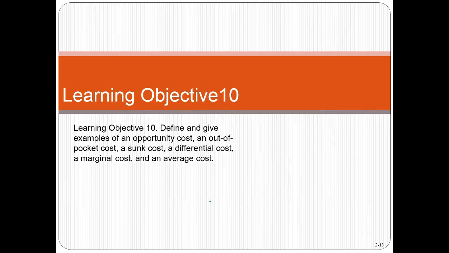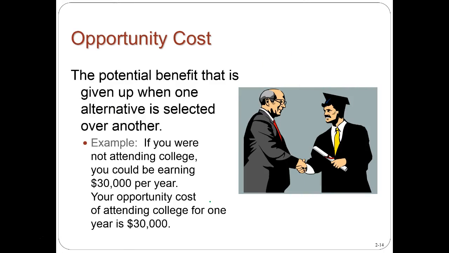Learning objective number 10: define and give examples of an opportunity cost, an out-of-pocket cost, a sunk cost, a differential cost, a marginal cost, and an average cost. So, opportunity cost is the potential benefit that is given up when one alternative is selected over another. In economic terms, we would say that every decision has an opportunity cost, meaning the cost of the second best thing you could have been doing, if we're just talking about time. Opportunity cost is not usually accounted for in the accounting books. When we make managerial decisions, though, we need to account for it.